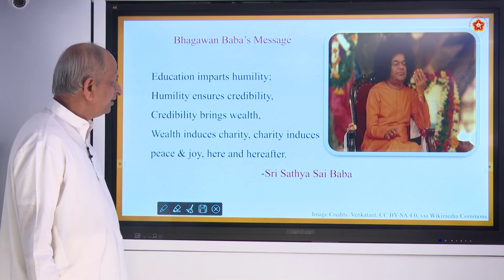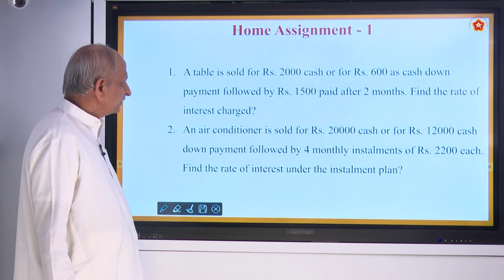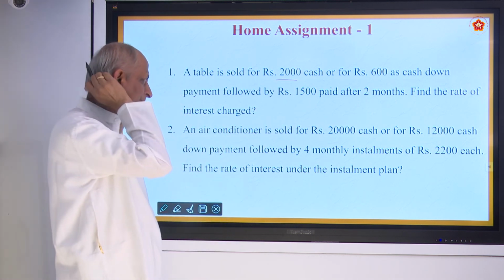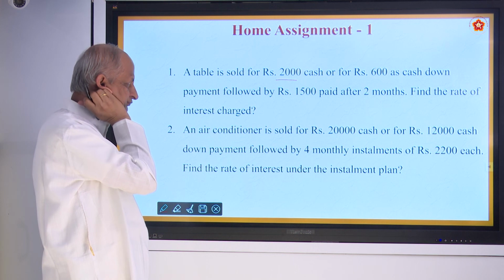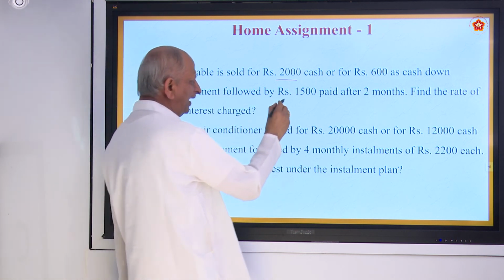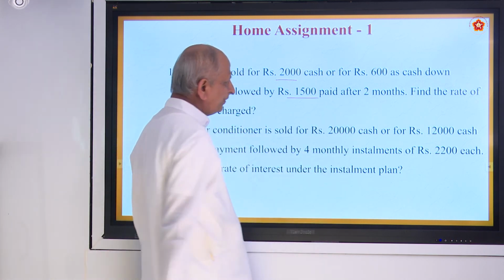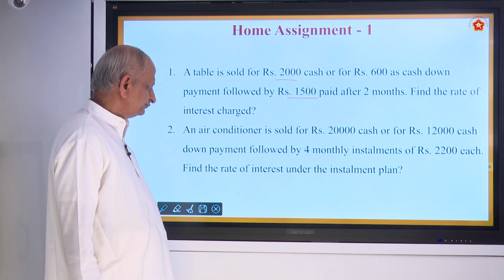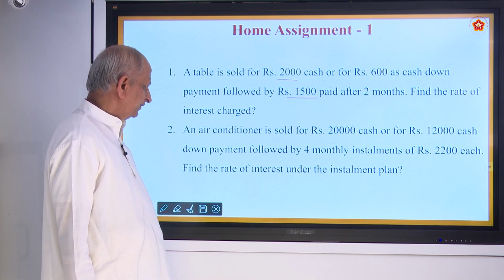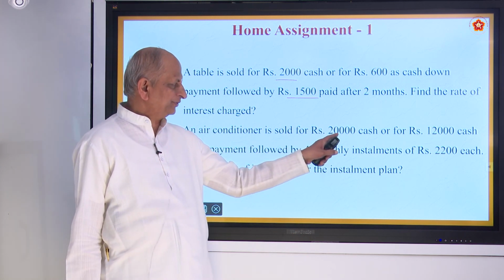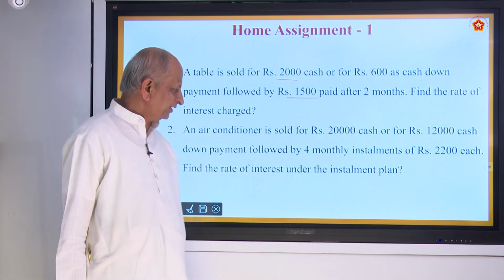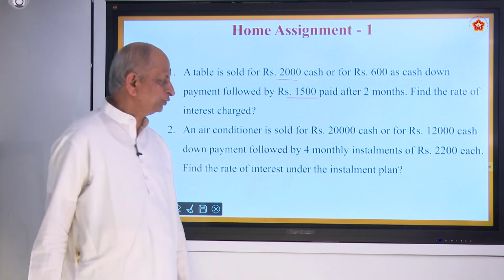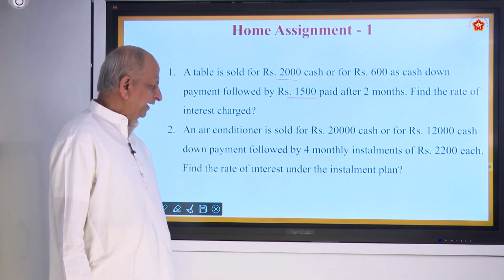Now let us see some home assignment. A table is sold for rupees 2000 cash, or for rupees 600 as cash down, followed by 1500 paid after 2 months. Find the rate of interest charged. That is the first question. Second question: an air conditioner is sold for 20,000 cash, or 12,000 cash down payment followed by 4 monthly installments of rupees 2,200 each. Find the rate of interest.